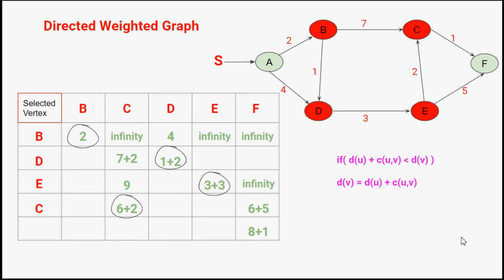In this way, we can calculate the minimum cost from the source vertex to all the other vertices in a graph. In the next video, we are going to explore why Dijkstra algorithm is not working for graphs having negative weight.